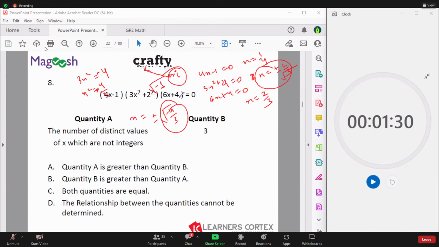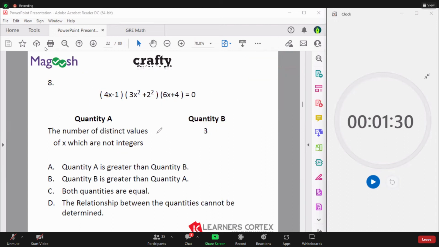Also, any negative number under the square root is imaginary basically. So there are two values here, a third value here, and a fourth value here. None of those values are integers. So the number of values which are distinct and not integers is 4. Here it is 3. So quantity A would be greater than 3. Anyone who wants me to repeat this, who wants the explanation again?